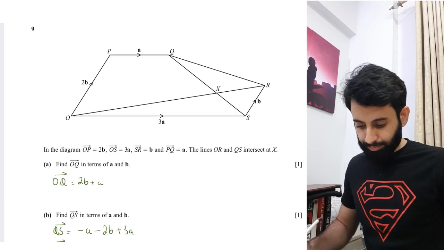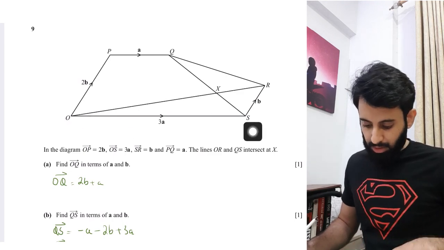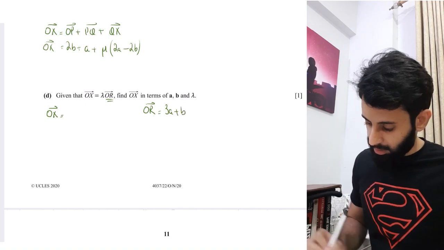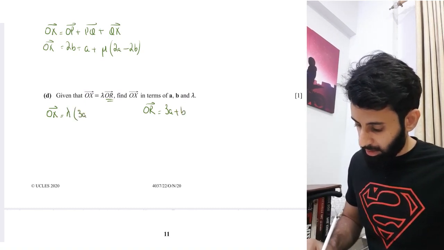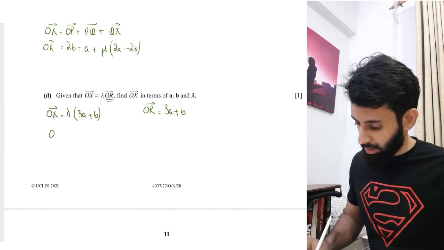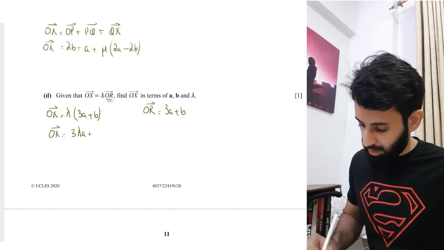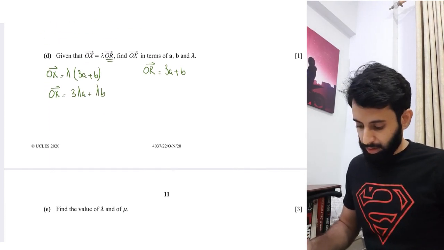Okay, so let's see. OR is going to be 3a plus b. So OR is 3a plus b, and as the question says that OX is equal to lambda times OR, that means OX is equal to lambda times 3a plus b. This I would suggest that you write as 3 lambda a plus lambda b, because it's just one extra step that you have to do.